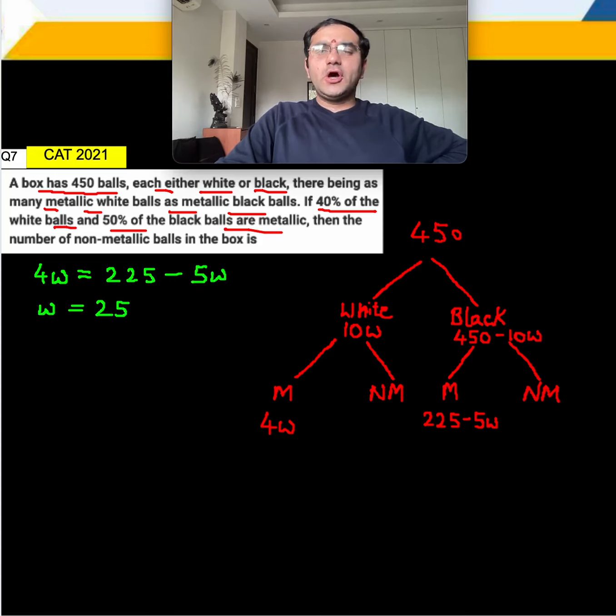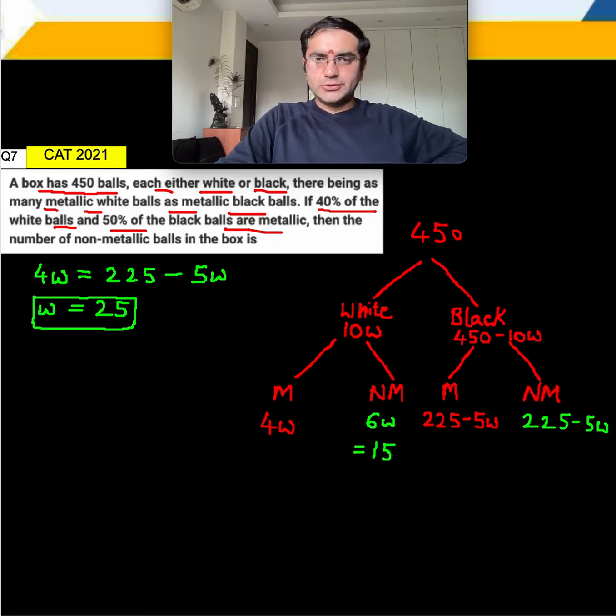Find the number of non-metallic balls. So non-metallic balls are going to be over here 6W, and over here 225 minus 10W, 5W. So substitute W and get the answer. Non-metallic W is 25, 150 either and 100 either. 150 plus 100 becomes 250 is the right answer for question number 7.